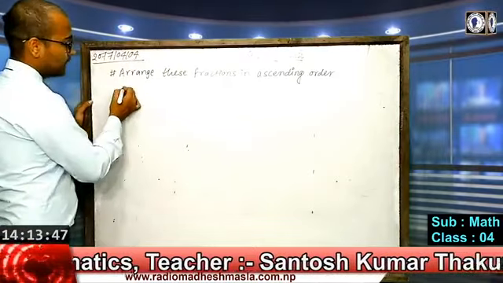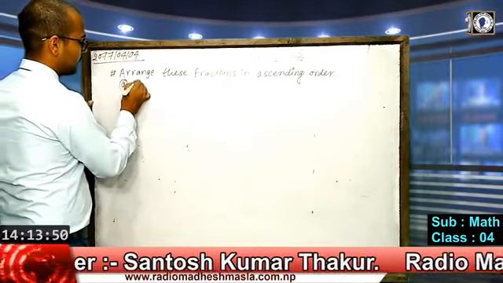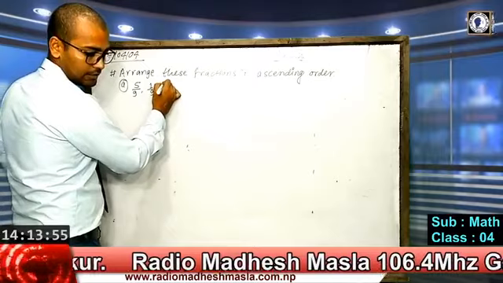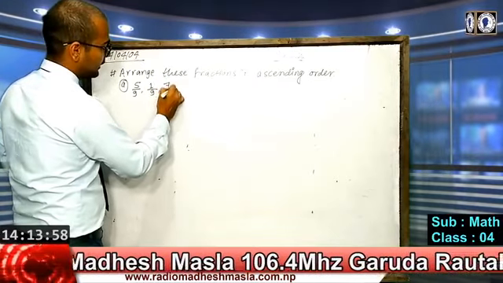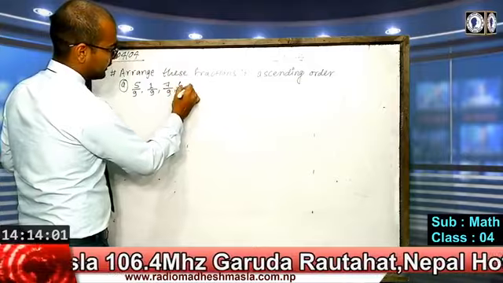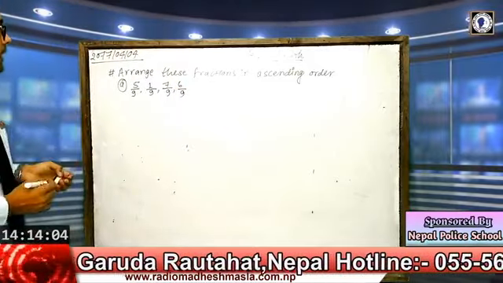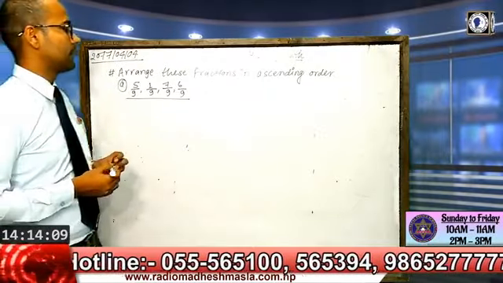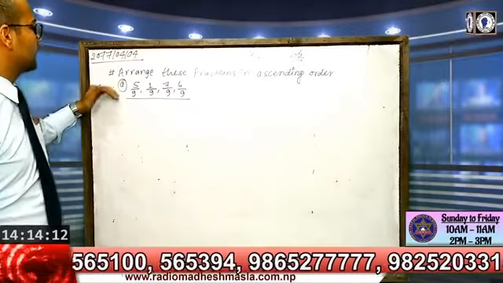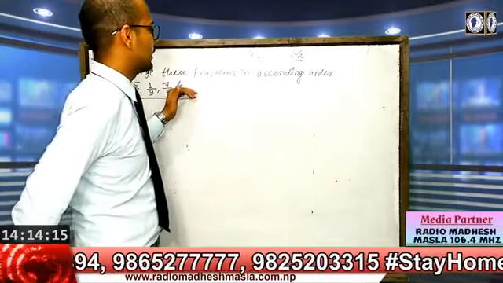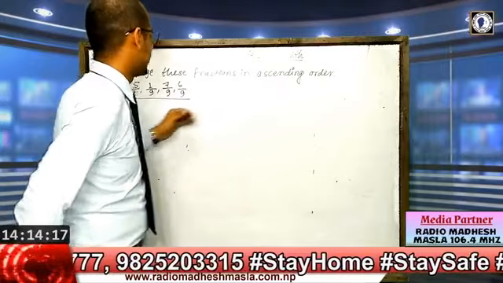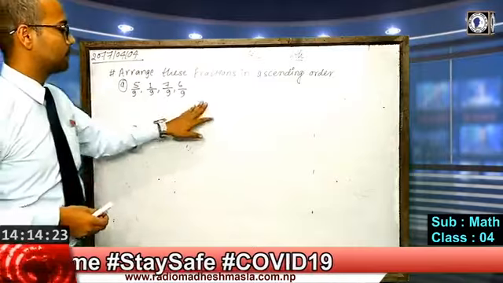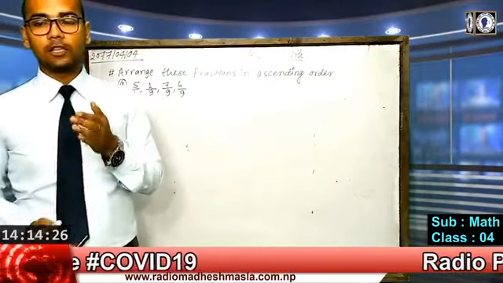For this we may be given questions like this. Suppose question number A: 5 by 9, 1 by 9, 7 by 9, then 6 by 9. Students, look here. We are given 4 fractions: 5 by 9, 1 by 9, 7 by 9 and 6 by 9. We need to arrange these fractions in ascending order. As you know, ascending order means the arrangement of numbers from smaller to greater.